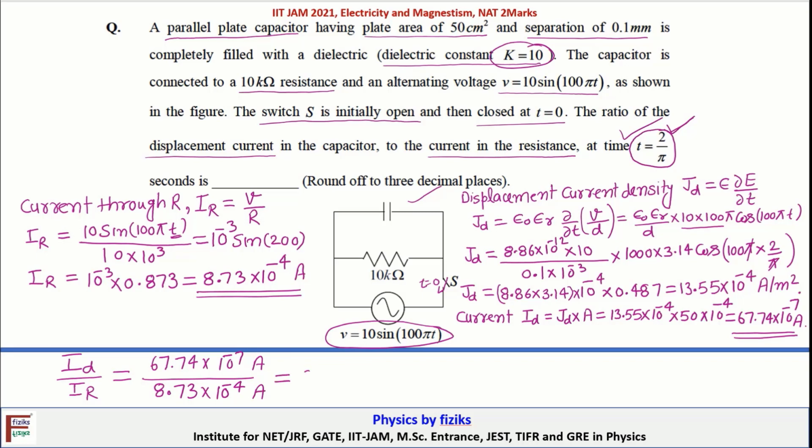So this value is 0. Use calculator, 0.00776, and up to 3 decimal places we can write it as 0.008. So it's a numerical answer type question, and we have to substitute this value. So this ratio will be 0.008.